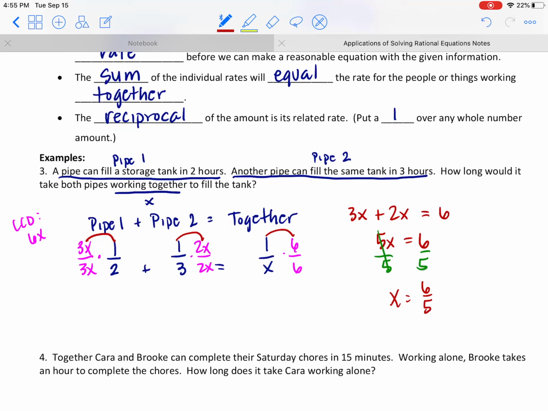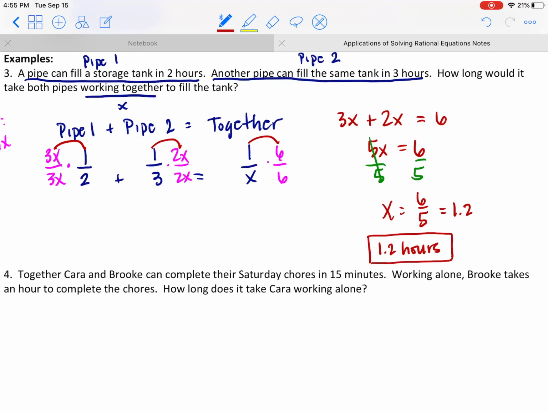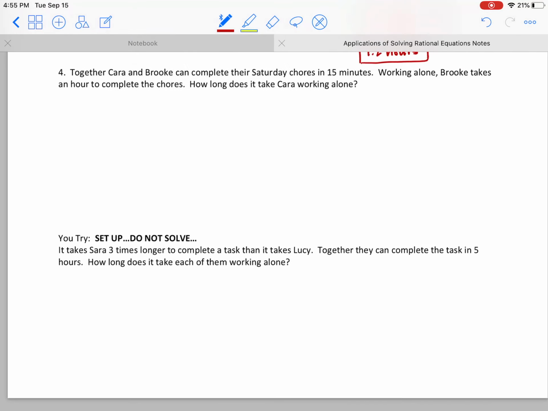6/5. Now, if I said how long does it take for the two pipes working together, would you say 6/5 hours? I don't know if you speak in fractions, but I don't, so I would say here the decimal would be more appropriate. 6 over 5 is going to be 1.2, so it's going to take about 1.2 hours for these two things working together, and I know that that's a reasonable answer. Remember, pipe 1 took 2 hours all by itself, now it gets help, so less than 2 hours, 1.2, makes sense. Okay? Now, let's look at number 4.